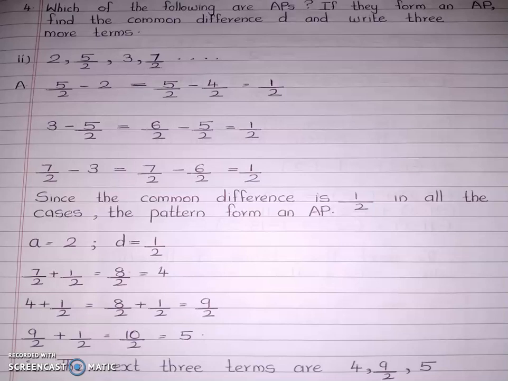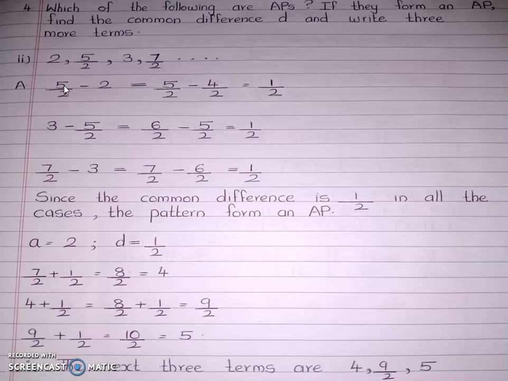The second one, 2, 5 by 2, 3, 7 by 2. Here which is the first term? 2. Second term? 5 by 2. So here how will you check whether the given series is an AP? Each and every term you will subtract. That is 5 by 2 minus 2, 3 minus 5 by 2, 7 by 2 minus 3. Then only you will know whether the difference given is same. Second term minus first term, third term minus second term, fourth term minus third term.